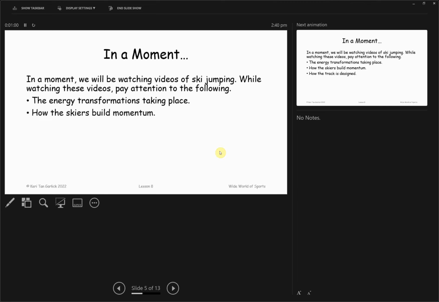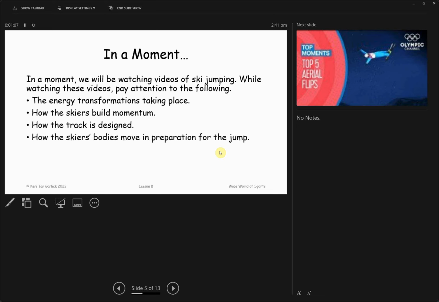Think about how these skiers are building momentum. Think about how the track is designed. And also think about the skiers' body movements when they are preparing for the jump. So there's 3 different videos that we will watch just to give you guys an idea of what this looks like.